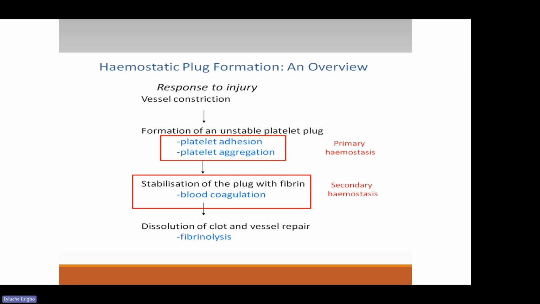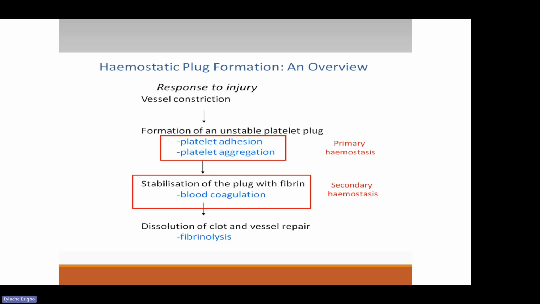So this is a diagram that's tried to explain the process of basically the primary hemostasis. When you look at this diagram, you see the hemostatic plug formation in response to injury. So we have the first initial response, we said vessel constriction. After that, the formation of an unstable platelet plug.